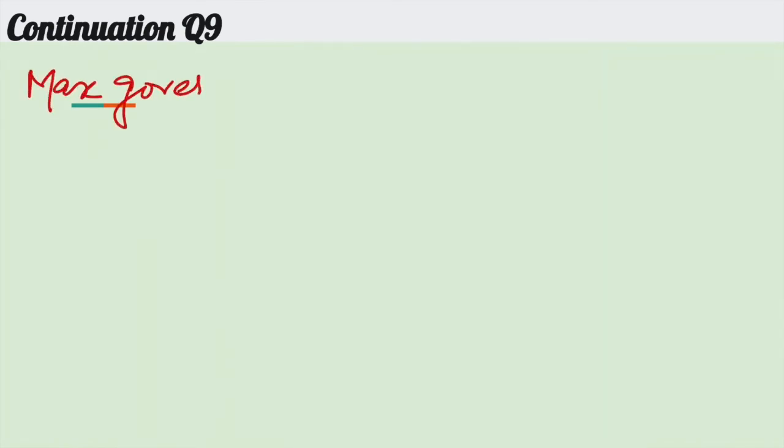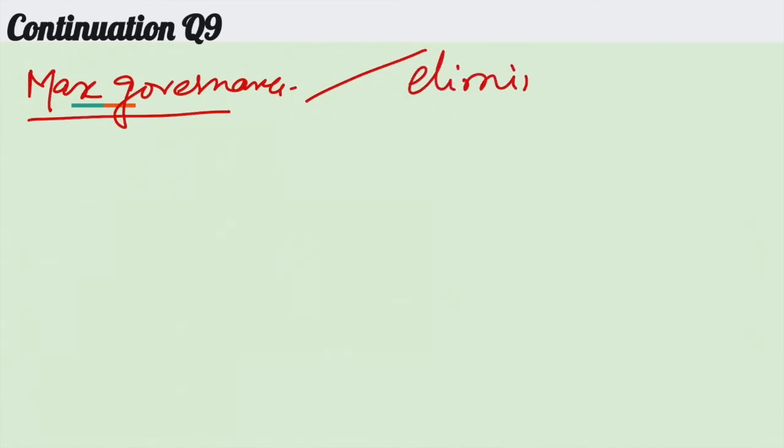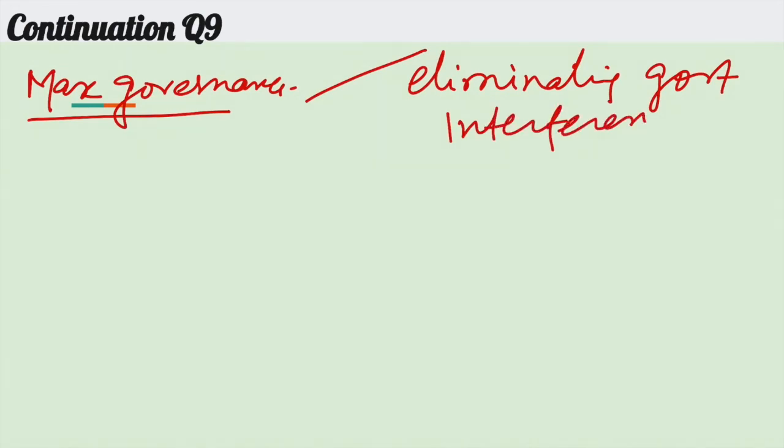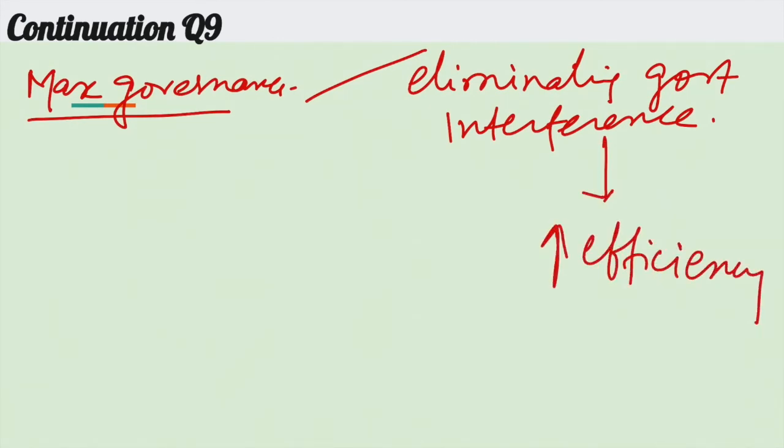Okay, so now coming to the basic demand of the question. Whenever we are talking about maximum governance, you can use in the introduction that the government calls for minimum government, maximum governance, which has the essence of eliminating government interference. That is the meaning of why we say maximum governance: we have to reduce the government's interference. What is the consequence of this? It will increase efficiency. Understood?